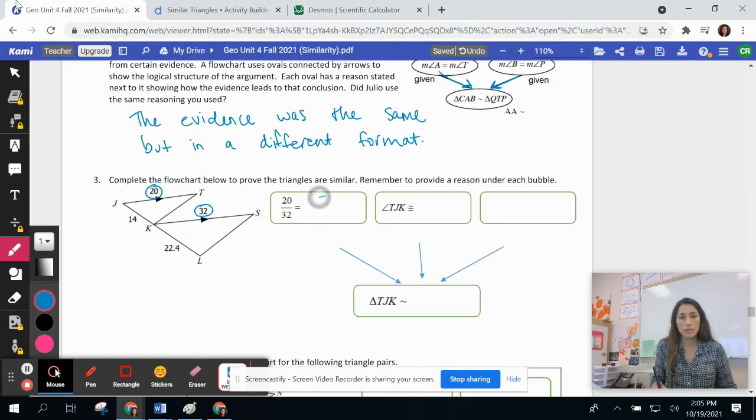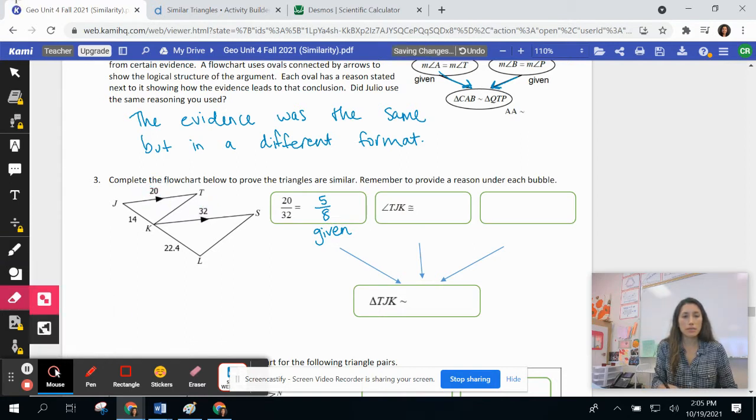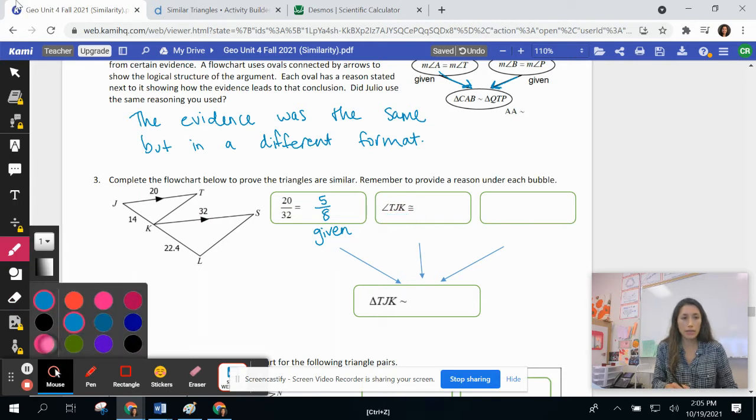You can put this in a Desmos calculator. We can put this into calculators in the classroom. Now, those numbers were on the diagram. We didn't do anything to solve for them, so that's given information. Okay. And then we have some angles that are equal. Let's see what we identified as the first one. TJK. TJK, that's this angle here. If I were to trace from T to J to K, okay, that's TJK.